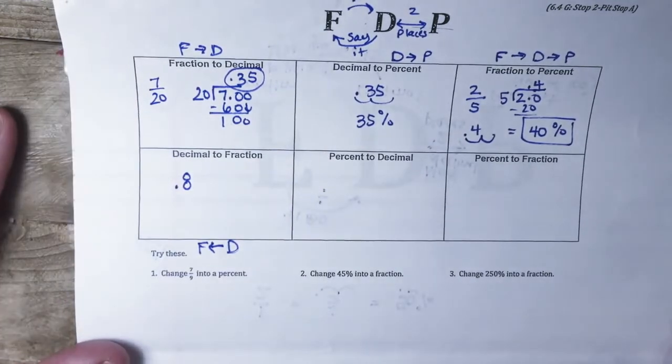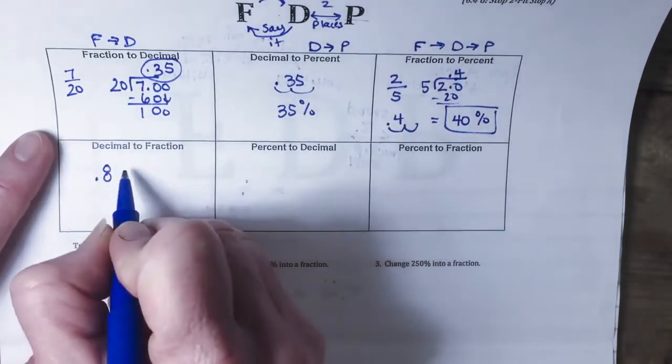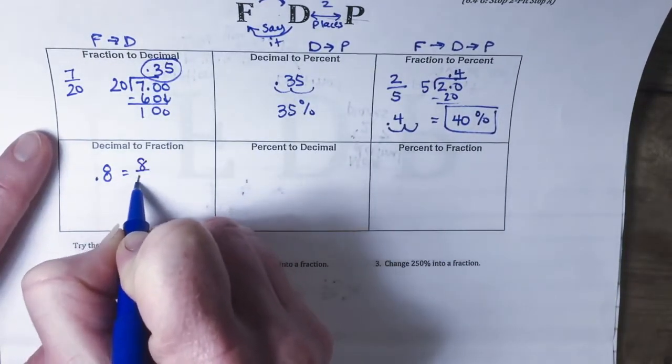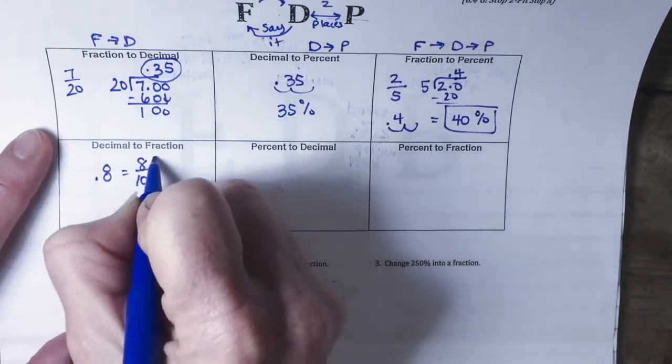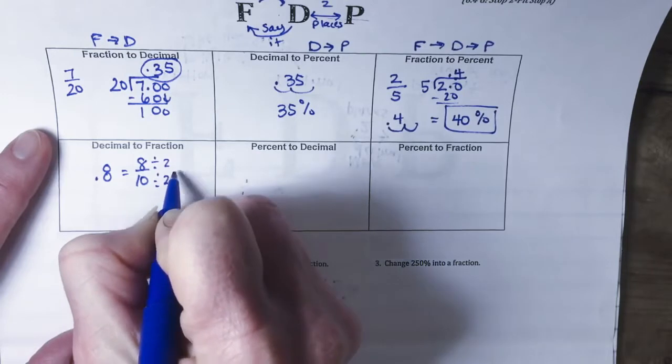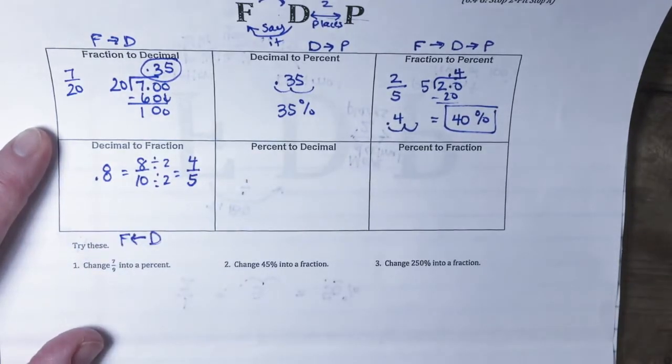I really don't say that. That's not really the correct way to say it. I really should be saying 8/10, okay, which means I could write it as 8/10, and then I would need to simplify it. So both of these are divisible by 2. So 0.8 or 8/10 is really equal to 4/5 as a fraction.